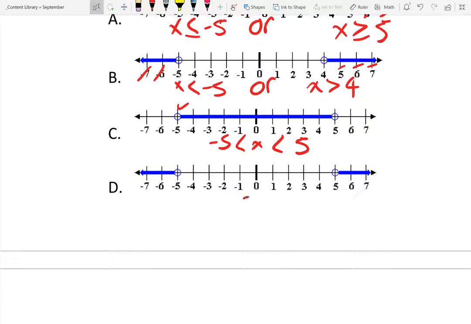And our last one, again, because they're going opposite ways, it's an or. So we have x, in this case, numbers that are less than negative 5. And on the right-hand side, we have x numbers that are bigger than positive 5. Both of those are open circles, so both of those are just regular less than and regular greater than signs.